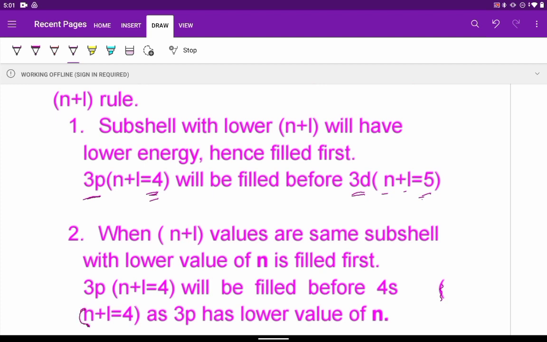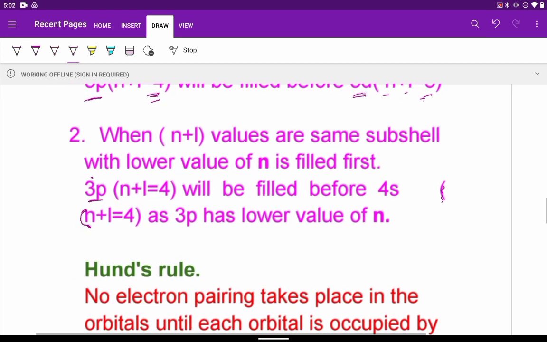For 3p, n value is 3, L value is 1, so 3 plus 1 is 4. In case of 4s, n value is 4, L value is 0, so again 4. But n plus L is the same for both here. In case of 3p, n value is 3. It has a lower n value, so 3p will be filled before 4s in this case.